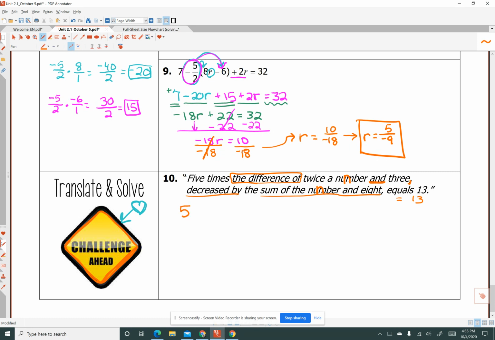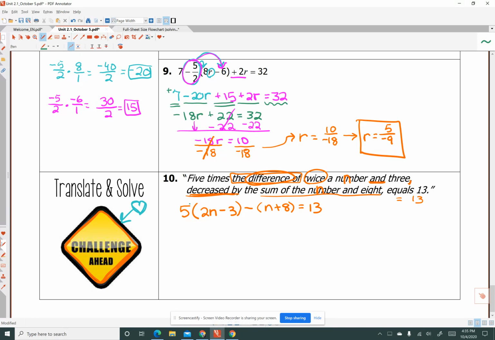So I'll write that like this. 5 times the quantity, the difference of twice a number and 3. So that's 2n minus 3, because difference is when we subtract. So 5 times the quantity of 2n minus 3 decreased by, again, that is subtraction language, the sum of a number and 8. Well, that's n plus 8 equals 13. Whew, lot going on there. Did you get that? We're able to tease that out from that language.